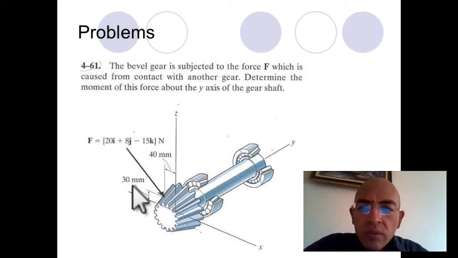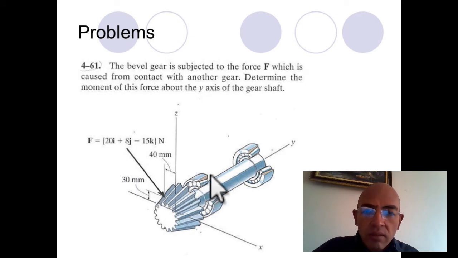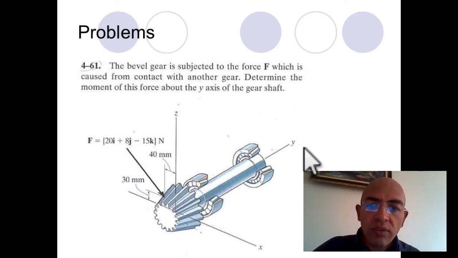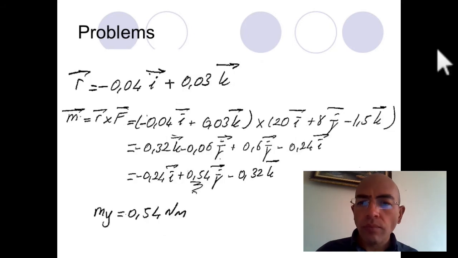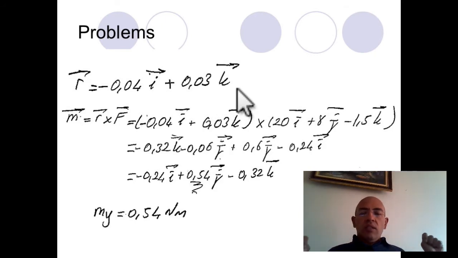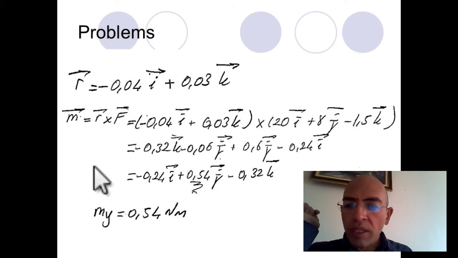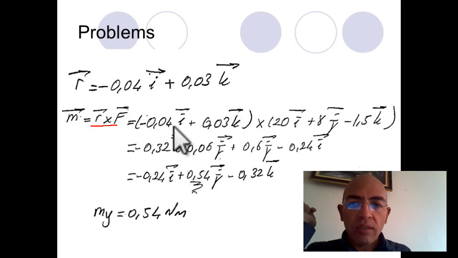Okay, now we are asked for the moment along the shaft axis. So what we need to do is first write the position vector of this force, and then calculate the moment. Of course, the position vector is minus 0.04 i vector plus 0.03 k vector. Now the next thing is to calculate the moment. Moment is the vector product of the position vector with the force vector, and we are already given the force vector as well. It is 20i, 8j and minus 15k.